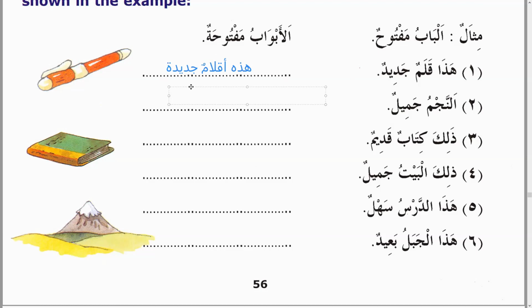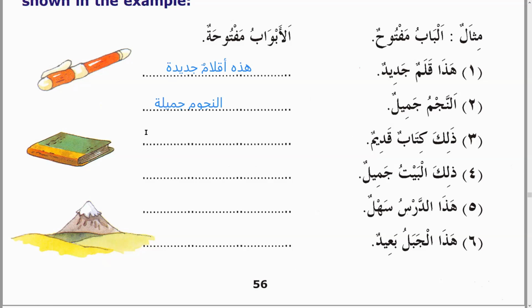Same rule for everything. An-najmu jamilun, the star is beautiful. The plural of najm is nujum. An-nujumu jamilatun, right? We won't say jamiluna or the plural. We use the singular feminine.